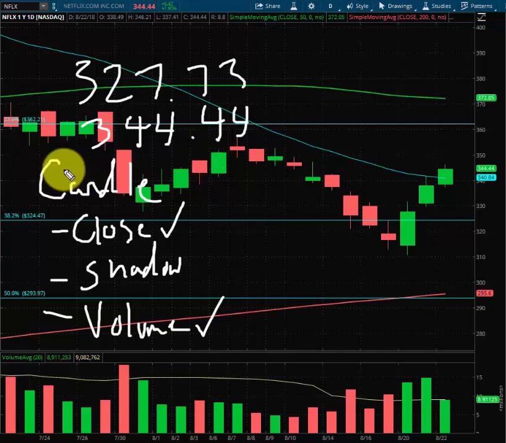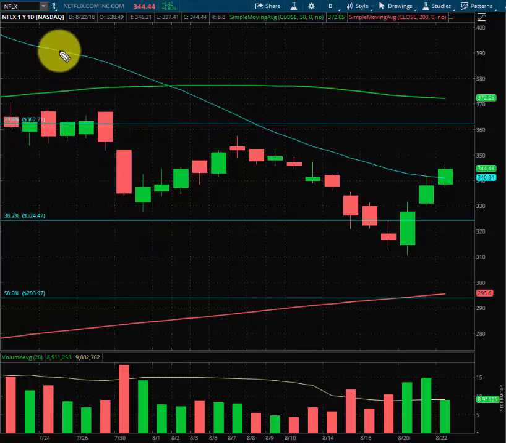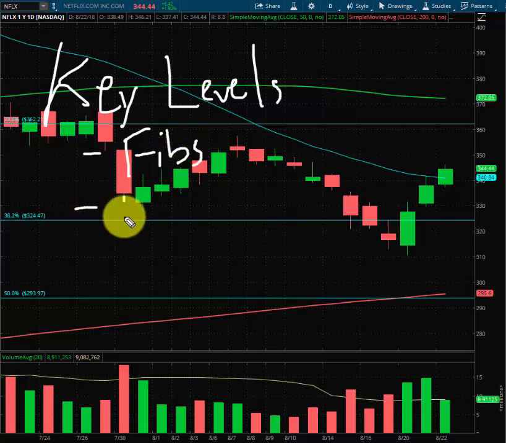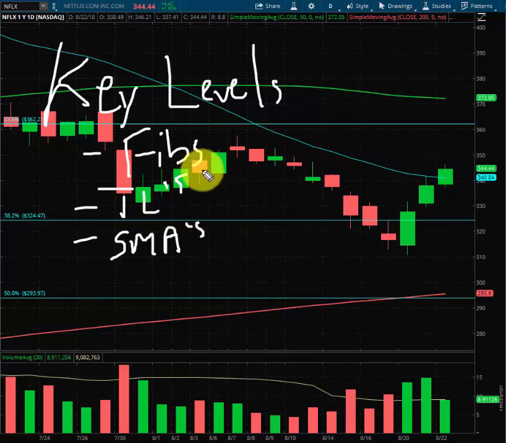Okay, so to review what we talked about, guys, key levels, you need an understanding and just the ability to draw fibs, trend lines, and have your moving averages up. Okay, again, you can focus on one of these, master it, learn it first before you go to the next, but understand that until you understand all three, you are limiting your potential. Okay, and that's no way to be.